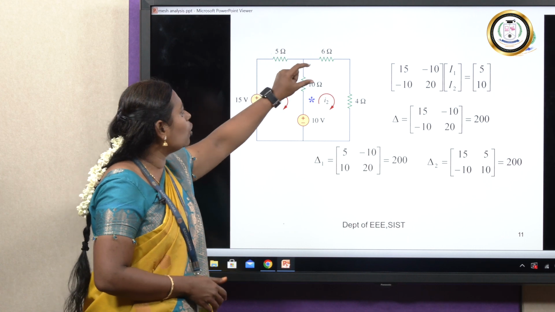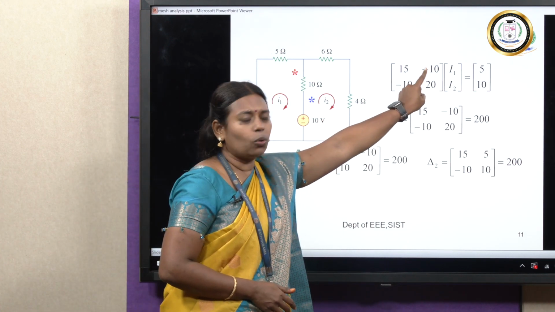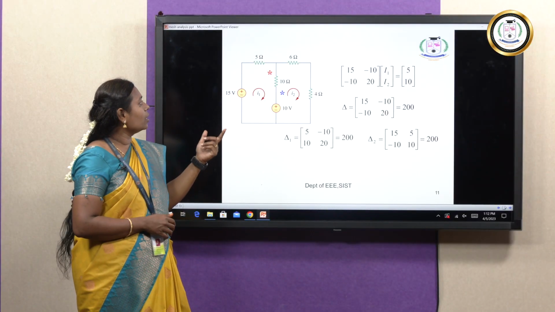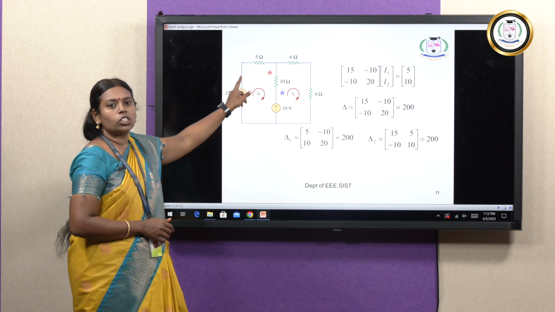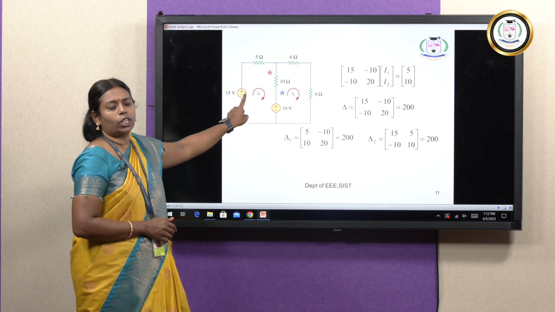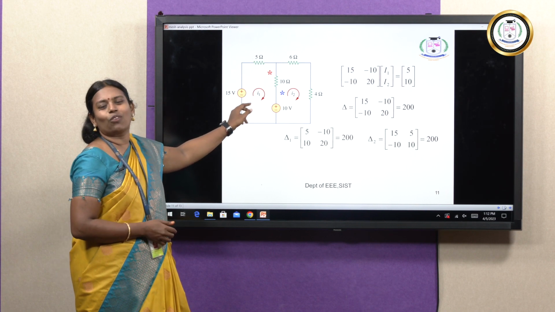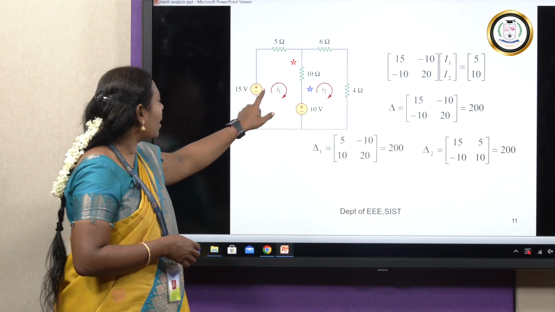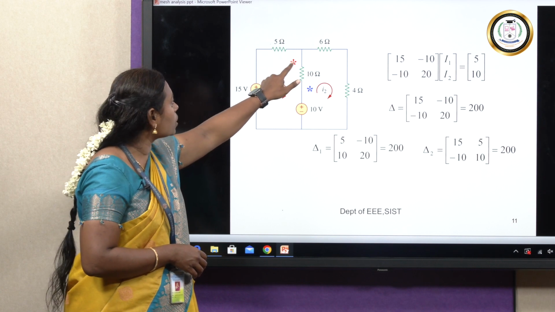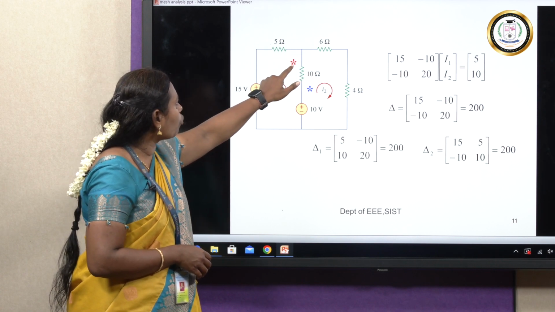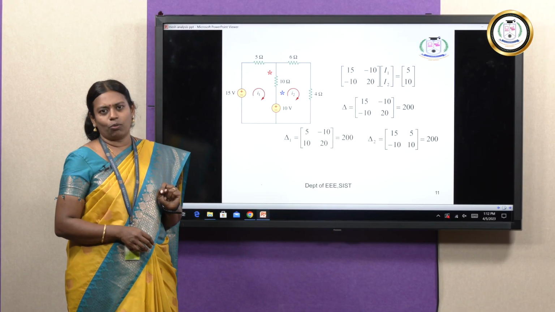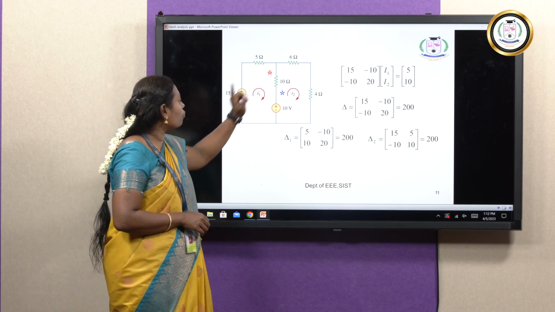So you have to write the value 10 in place of R12 and R21. Both values will be the same. Now, how to decide the negative sign: if you see the first loop, trace the current I1, how it is flowing. I have assumed my current I1 is flowing in the clockwise direction. So my I1 current flows from the 15 volt, crosses 5 ohms, and then comes to the top point of my 10 ohms. That means my I1 current is entering at the top point of my 10 ohms.